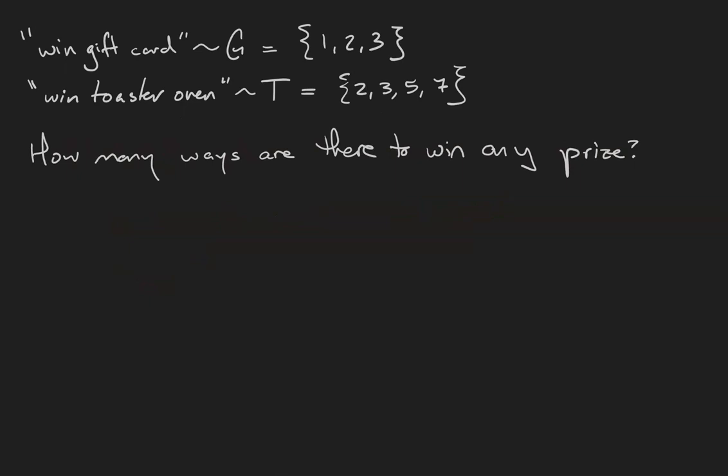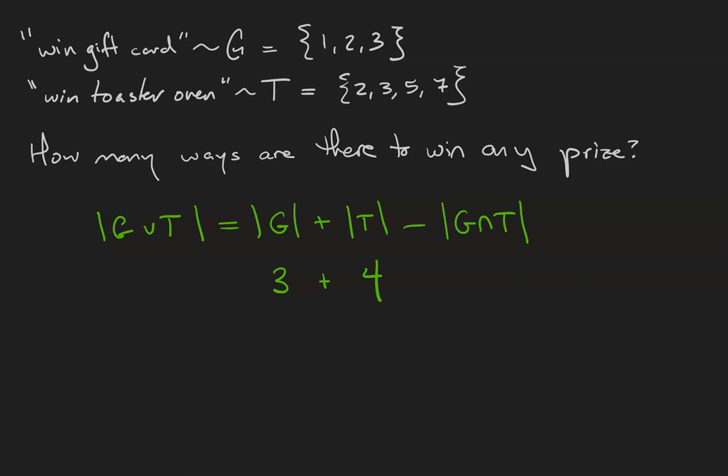How many ways are there to win any prize? Well, if you think about it, what we're really doing is calculating the cardinality of the set G union T, which we might remember from the first set of videos about cardinalities of sets, is the cardinality of G plus the cardinality of T minus the cardinality of G intersect T. Well, G has 3 elements, 1, 2, and 3. T has 4 elements, but that doesn't mean there's 7 ways that you can win, because 2 and 3 are overlapping. So we have to subtract 2, and we get 5. There are 5 numbers in the lottery that will win you any prize at all.